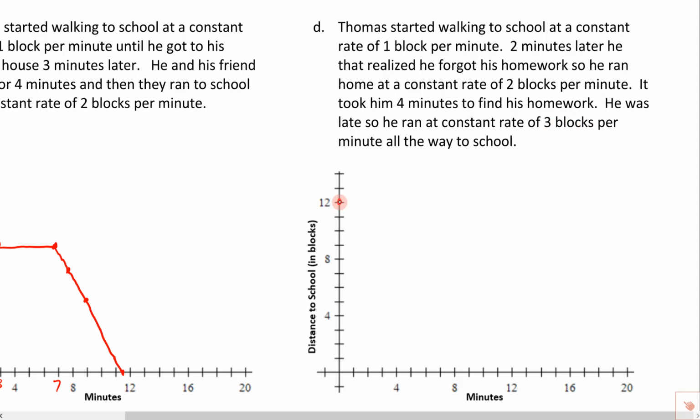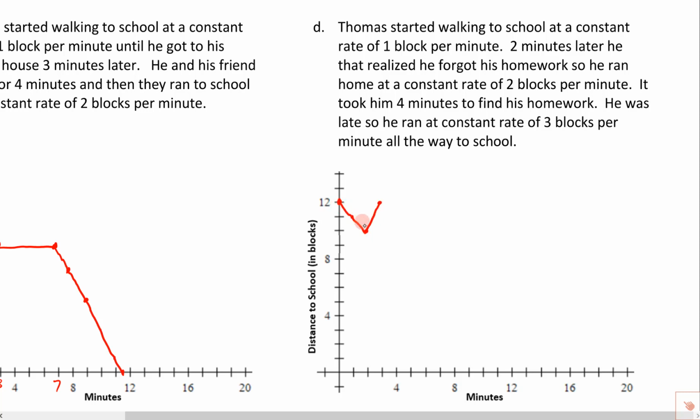He starts off at home, and remember that's always going to be 12 blocks from school. He walks at a constant rate of 1 block per minute. So 1 block in 1 minute, 1 block in 1 minute. Okay, so after 2 minutes, he's only 10 blocks from school. Make that look a little bit better. Okay. He figures out that he forgot his stuff, so he runs home at a constant rate of 2 blocks per minute. So he's in a pretty big hurry. So in 1 minute, he covers those 2 blocks back to his house. Okay, so it looks like that.